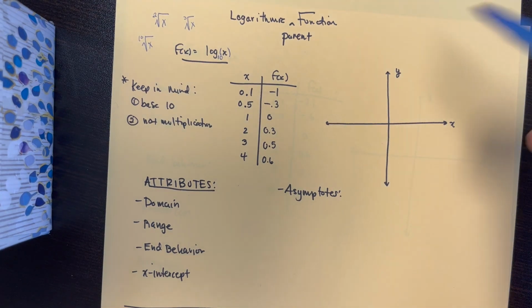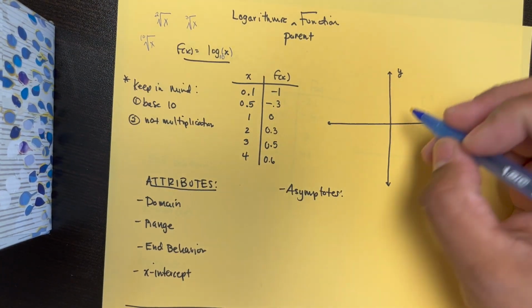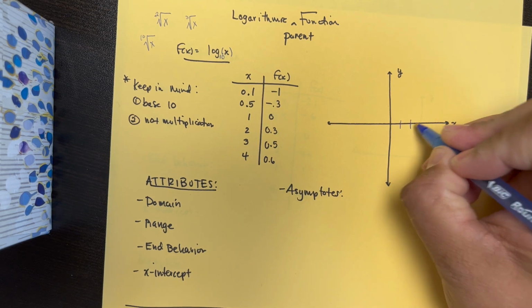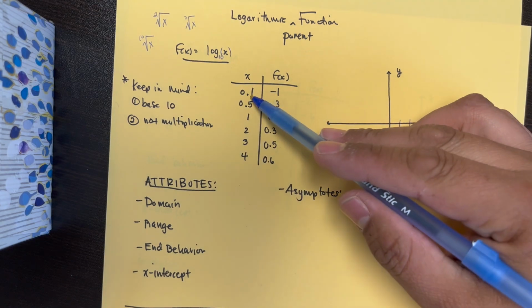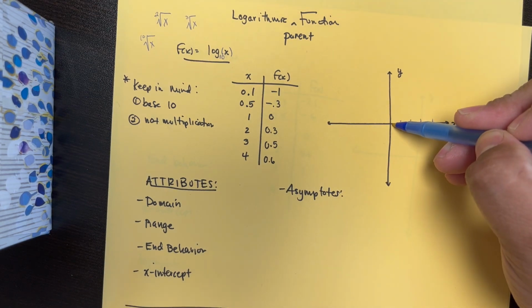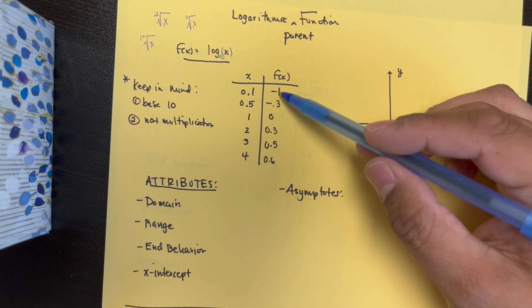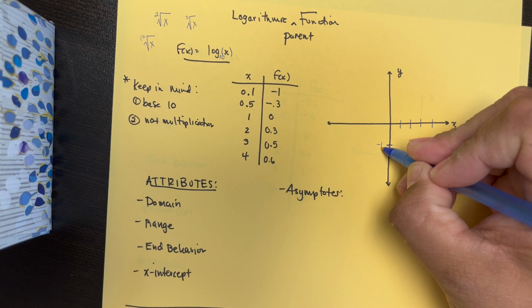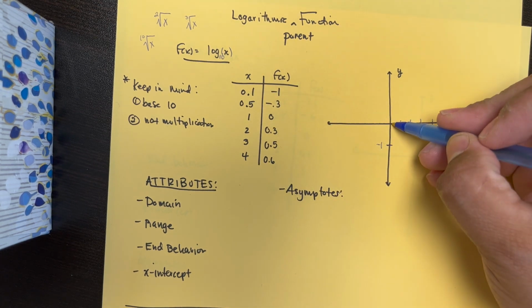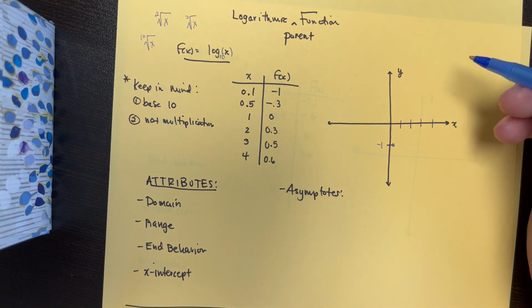Okay, so if I were to plot this one here, because I know I'm going to do 4 on the x-axis, it's going to be 1, 2, 3, 4. And then if I plug in 0.1, it's going to be super close to the origin, and then I'm going to go down 1. If you notice here, the lowest we're going to go is -1, so I'm going to put a -1 here. So I'm going to go over 0.1 and then down 1. So that's the first one there.